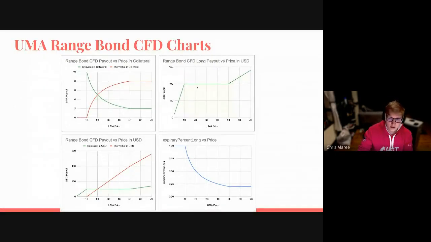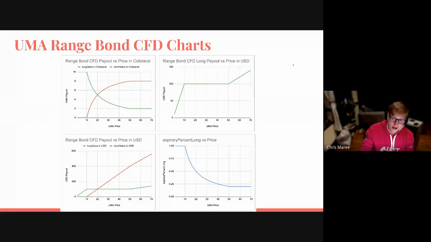I want you to first consider the top right chart, where it's range bond CFD long payout versus price in USD. This is the most important chart to look at, because this is the payout that the token holder will receive. If the price is anywhere between the low range and the high range, which was 10 for the low range and 50 for the high range, the token holder simply gets the bond notional, which is 100. If it's anything less than the low range, which is 10, then the long side gets a fixed capped amount of UMA, which in this example was 10, and this line slopes downward because the price of UMA is dropping, but they're not receiving any more UMA. At this point, they receive the maximum UMA, which is 10. And that also caps the maximum losses that the sponsor will take on at 10 UMA.